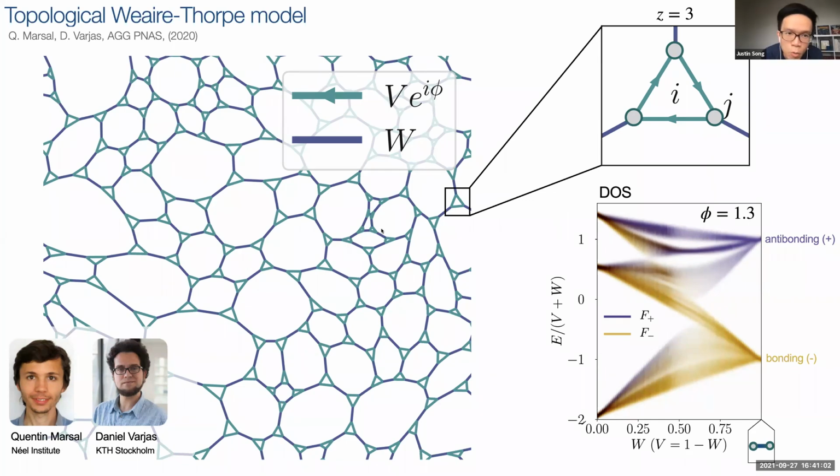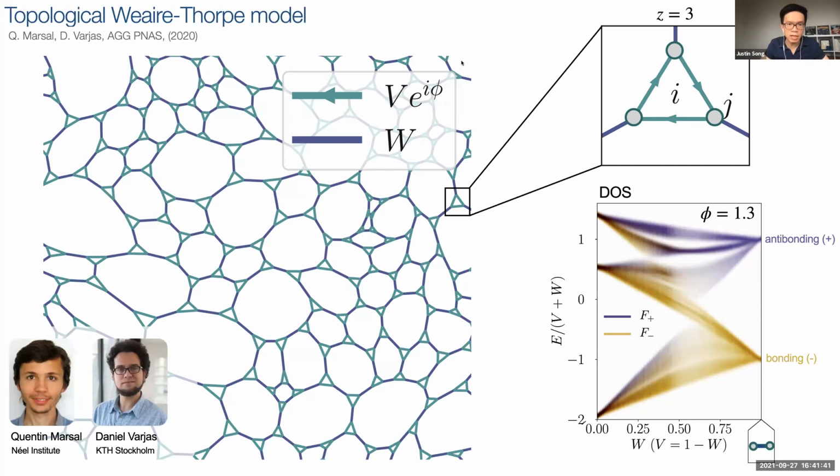I had a small, quick question here. You obtain these band structures that you're showing here with these density of states. That was through a tight binding model? Yeah, exactly. So there's a tight binding model in this precise lattice that I'm showing, and in every site, even though the distribution and the lengths are different, the hoppings are actually the same. So the blue hopping is W, and the green hopping is V times e to the i phi, where e to the i phi is this phase that I'm showing here with an arrow.